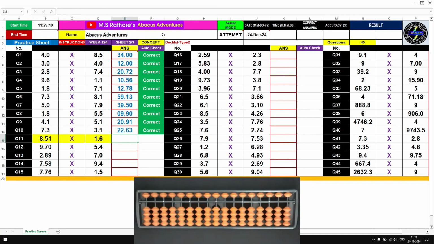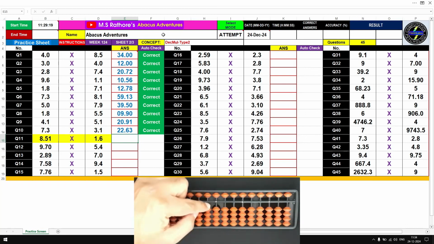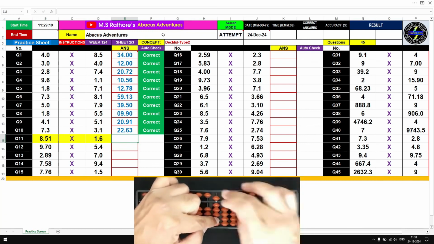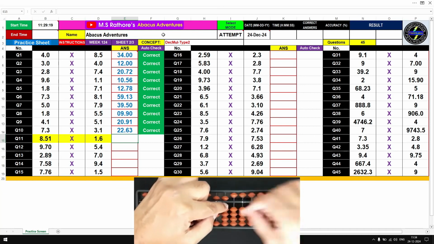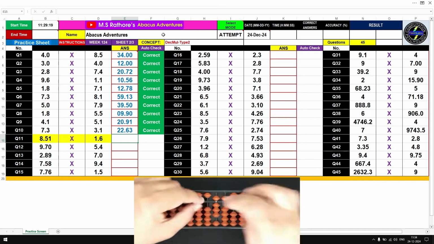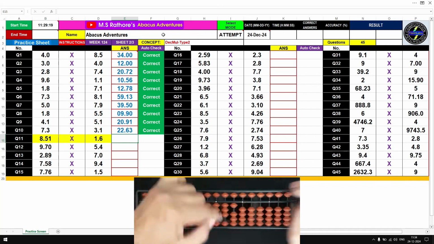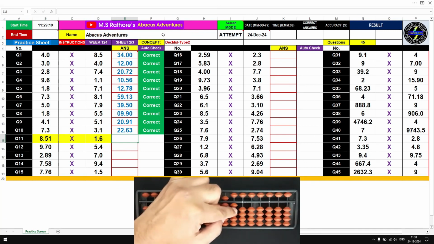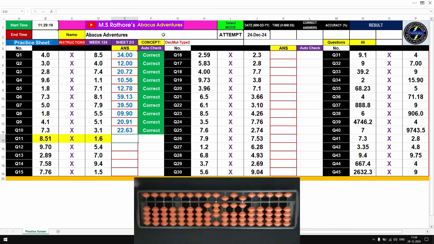Question number 11, 8.51 multiplied by 1.6. Two digits in the integral portions and three decimal places in the question. Let's begin from rod number 2. From right to left, it is 1 8 0 8, shifted 1 5 0 5, shifted 1 1 0 1. Round 2 begins from rod number 1 now. 6 8s are 48, shifted 6 5s are 30, shifted 6 1s are 0 6, and the answer is 13.616.